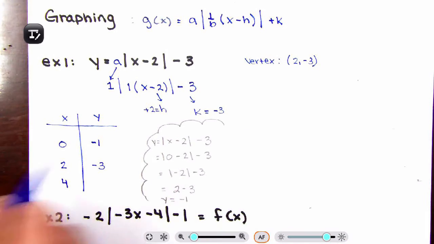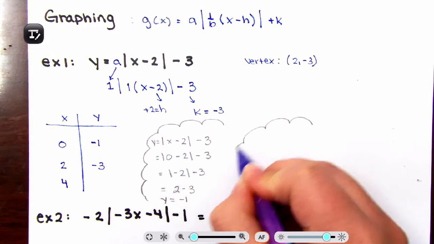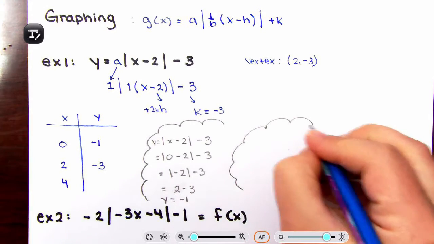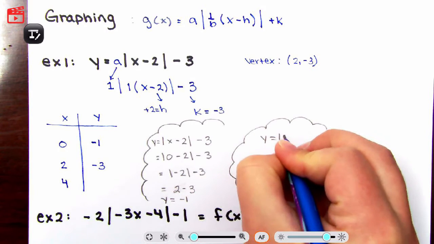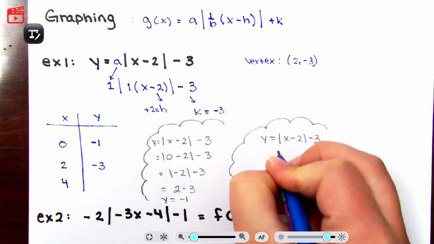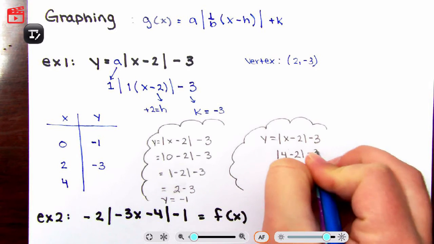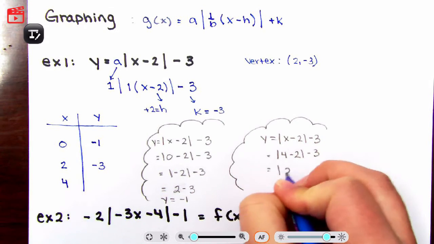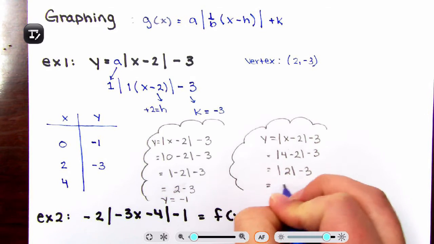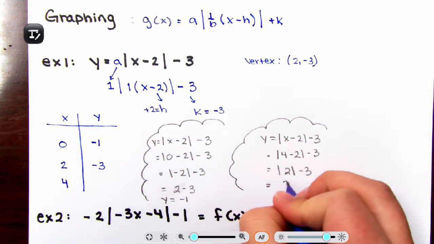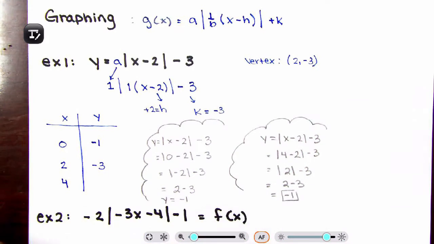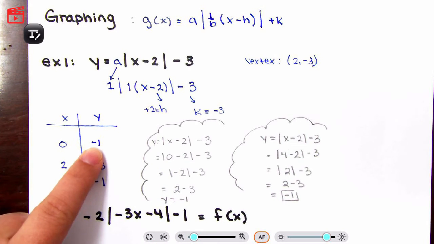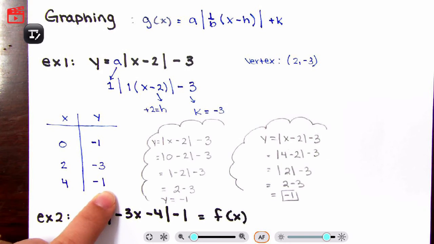So if we do 4, here's another thinking bubble. We have y is equal to the absolute value of x minus 2, minus 3. Plug in 4 minus 2 minus 3. 4 minus 2 is 2, minus 3. The absolute value of a positive number is still positive, so I have 2 minus 3. Therefore, I have negative 1. And it's just a happy accident that I ended up with negative 1 as well, because I randomly chose my number 4. But here you can see that we are going to have a negative 1 as my y value and another negative 1 as my y value.